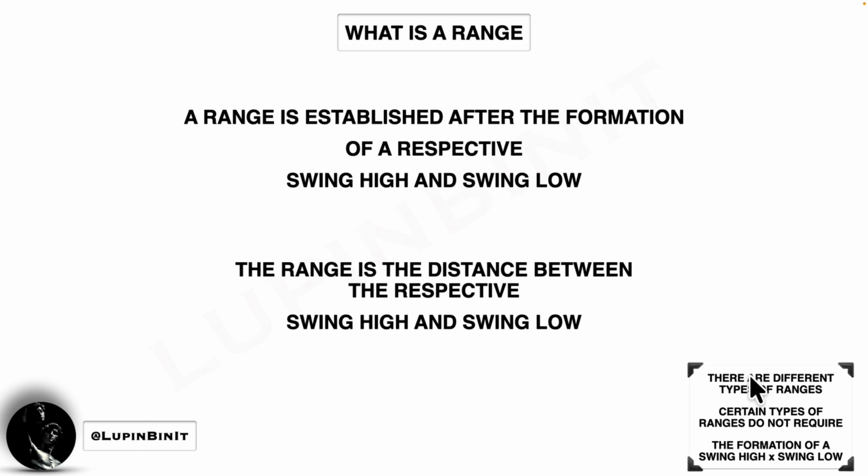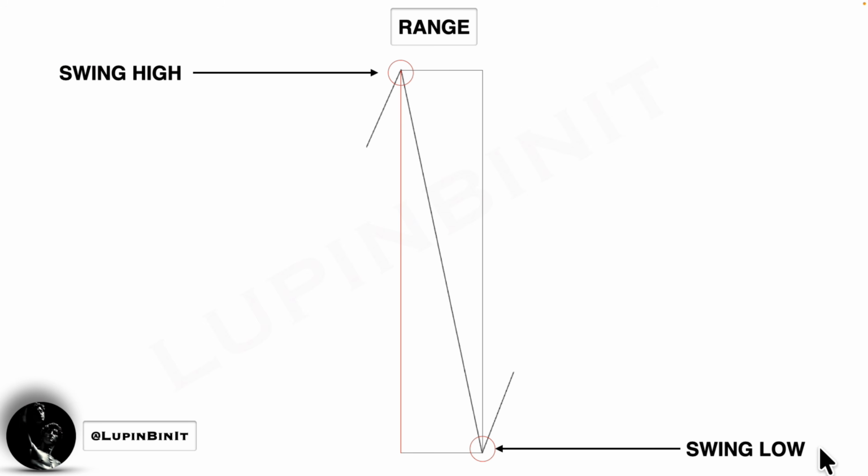Footnote on the bottom right, simply stating the fact that there are different types of ranges, which we will be taking a look at during the course of this video, but certain types of ranges do not require the formation of a swing high and swing low. So taking a look at a range, this schematic is a bearish range. You have your swing high and then you have your swing low. In between these 2 points is the range, as highlighted with the red box. And as we know from part 3 of the series, PD arrays are going to present themselves within this range.